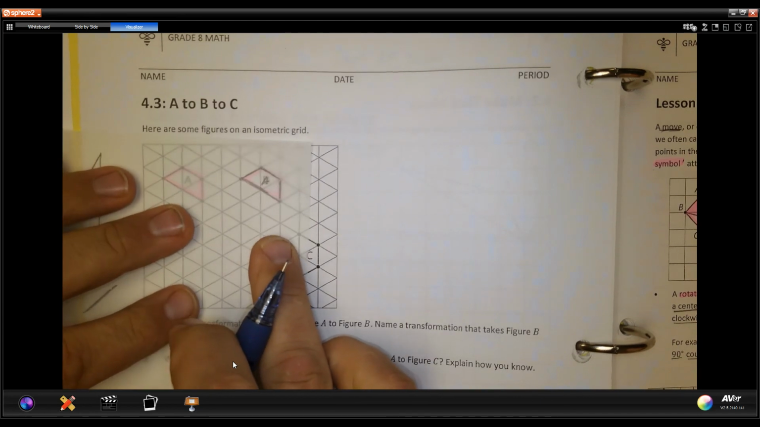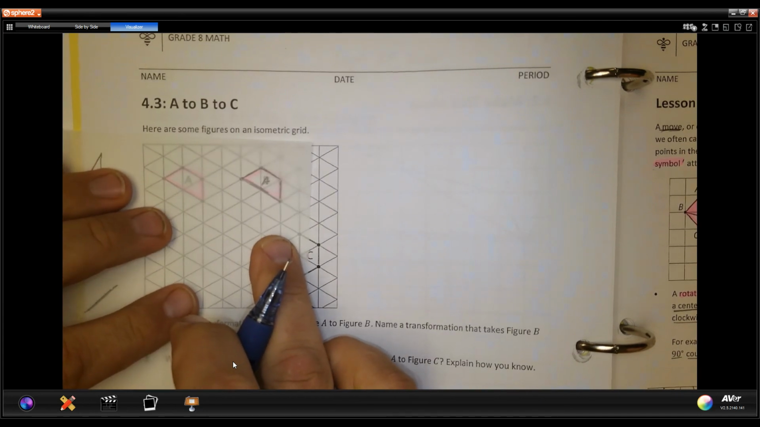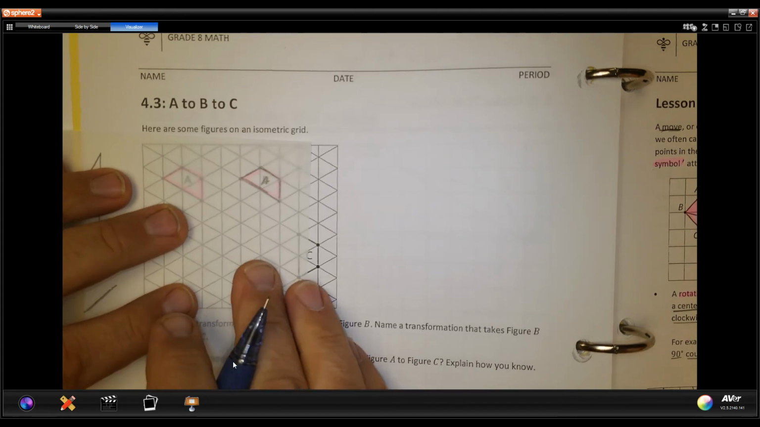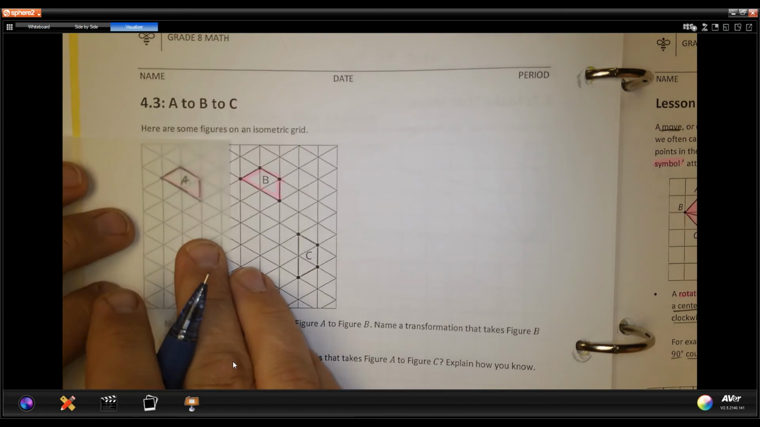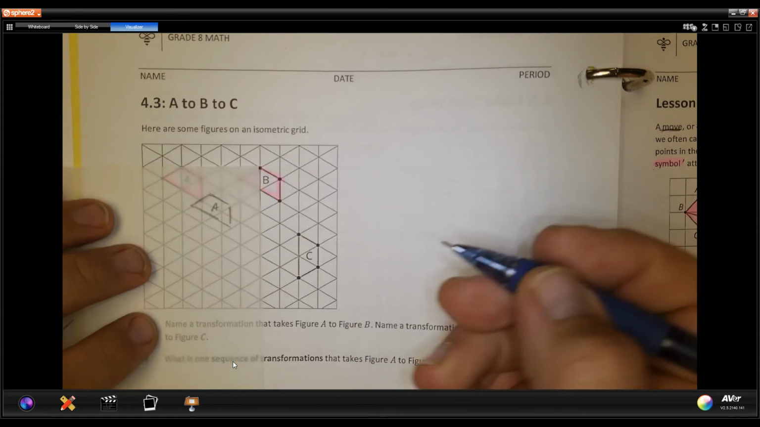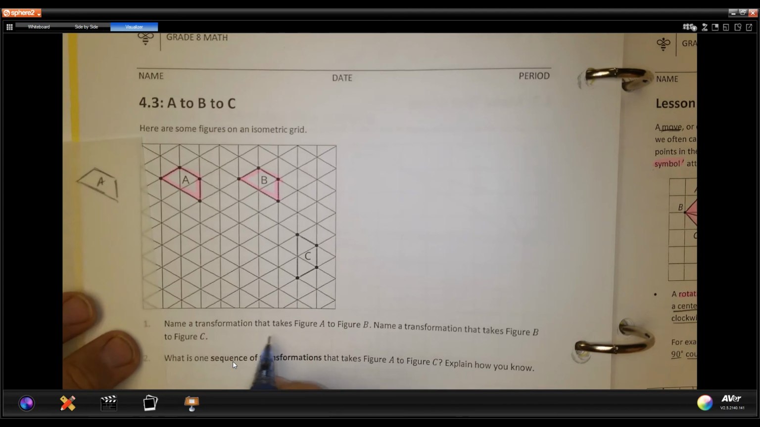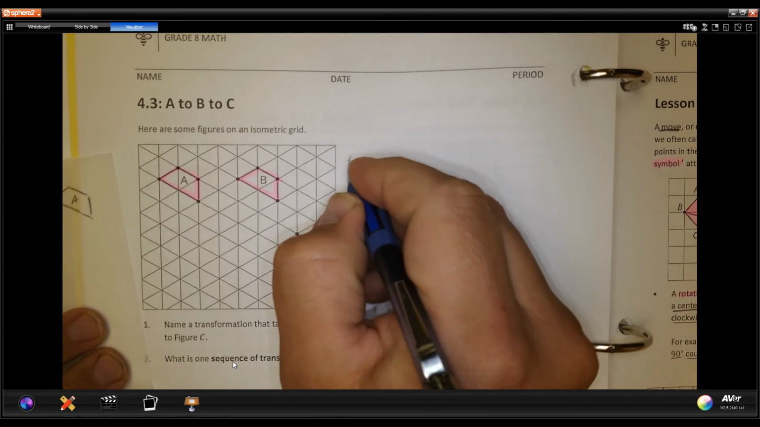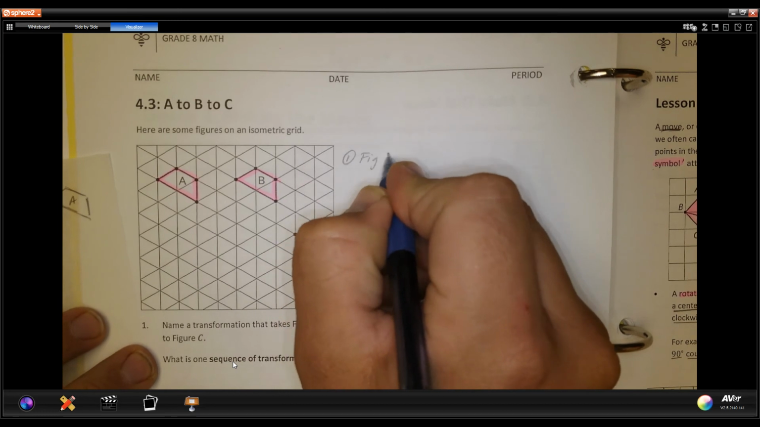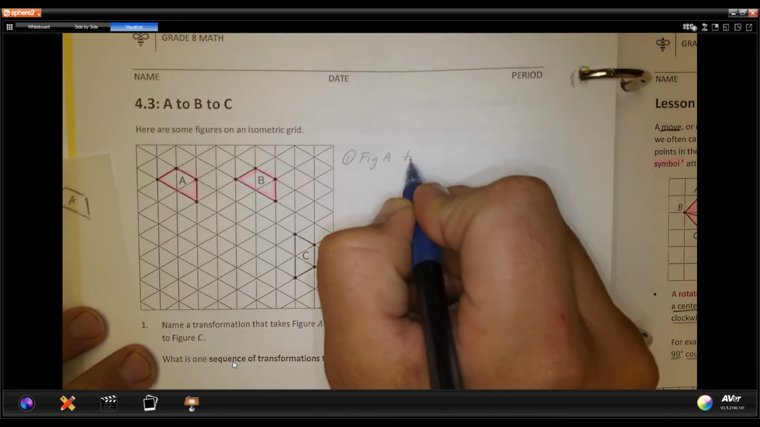Now I see that those two figures are already aligned the exact same way. So now I know that there's no rotation, and I know that there's no reflection. There's simply a translation here. So I'm looking at this translation that's going from A to B. In that case, I don't have much space down here, so I'm just going to put number 1. Figure A translates.